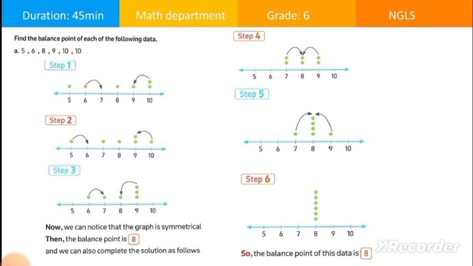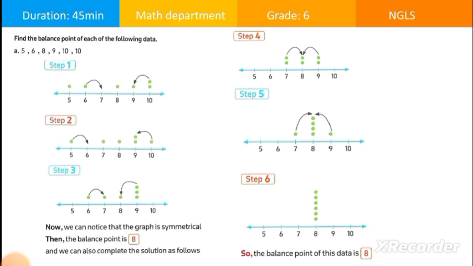In the fourth step, we move 6 and 7 to make 7 have 2 dots, and 9 and 8 to make 8 have 2 dots, and 9 has 2 dots. To make 1 dot in 8 and another dot in 8 from 9. Then the balance point is 8. Then the balance point of this data is 8.